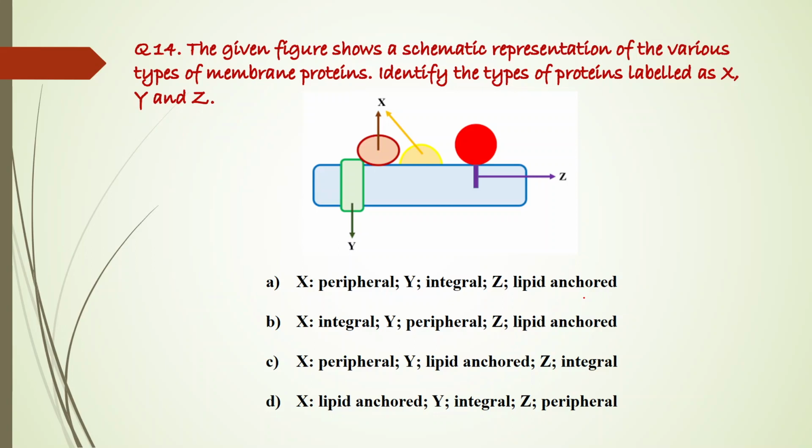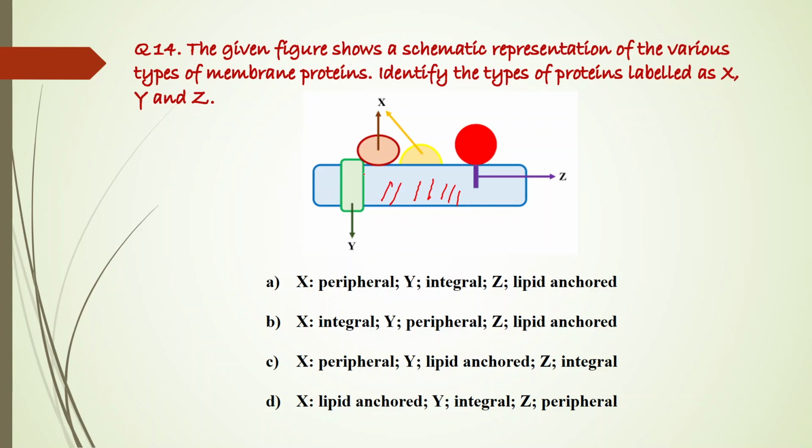Fine. The next question says, the given figure shows a schematic representation of the various types of membrane proteins. Identify the types of proteins labeled as X, Y and Z. Okay. So this blue part that you are seeing, that is your membrane protein. And there are other proteins like this green one, this brown one, yellow one and the red one. These are the other proteins. You need to identify their type. These are the 4 options.